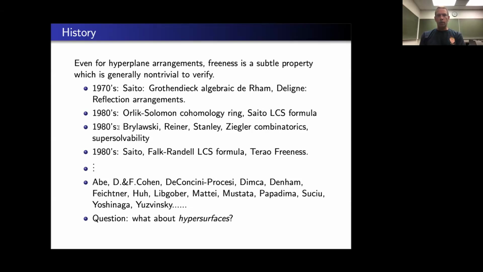And then there's a wonderful slew of results in the 80s that are about the combinatorics, due to some of these names here, as well as this formula that I mentioned of Terao and Terao's freeness formulas about supersolvability and LCS formulas. There's a bunch of these papers I should mention that are in Vincennes. So this was a very, very active area in the 80s. And then more recently, there's work of Dan Cohen and Fred Cohen, Abe, DiConcino, Porchese, Dimka, Denham, Weichner.